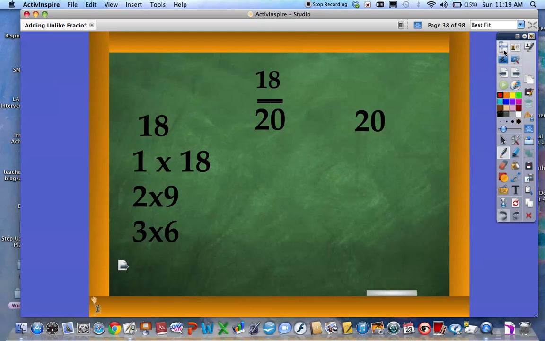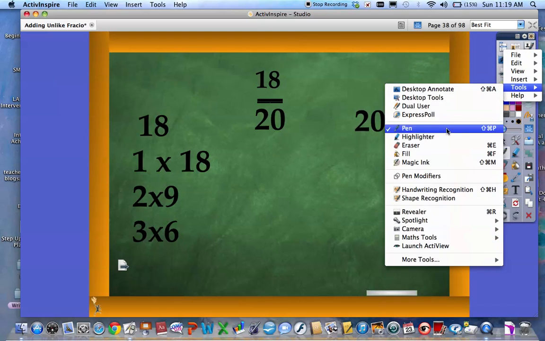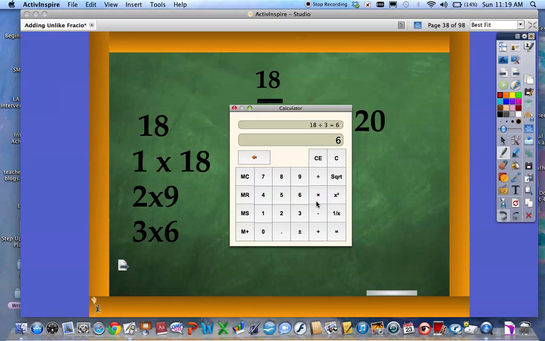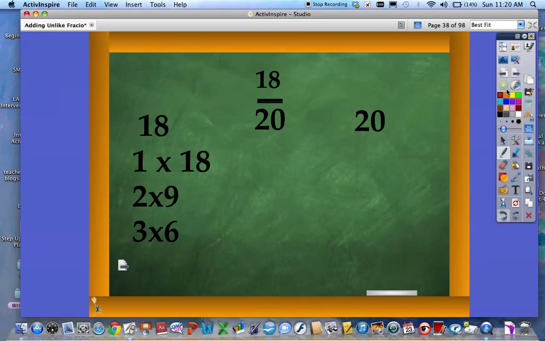If I wasn't sure about 4, let's try it again. Sorry, trying to get to my calculator. It's being a little stubborn. 18 divided by 4 equals, it's a decimal. I know whenever I see a decimal, it cannot be a factor because factors go in evenly. So 4 doesn't work. So I go on to 5. 5 doesn't work. And then I'm back at 6 again.